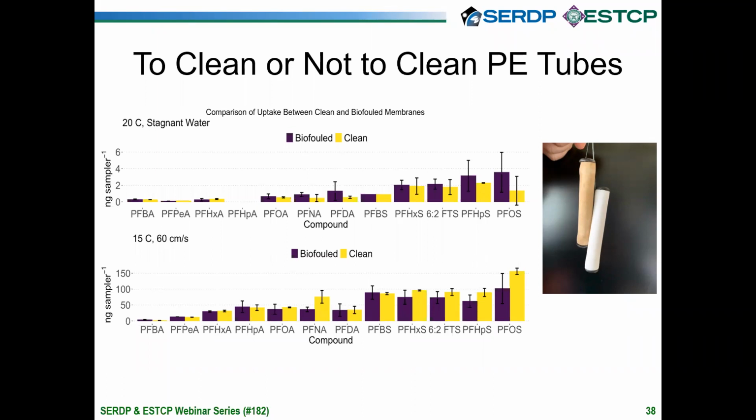And basically, you can see that the two bars are basically equal height in every case. There's no effect of biofouling on the uptake rates. We added another term to the uptake equation, and basically, as long as the biofoul layer is not very thick, it doesn't change the controlling factor being the membrane's thickness. So good news is biofouling does not really change the understanding of uptake rates by this passive sampler.